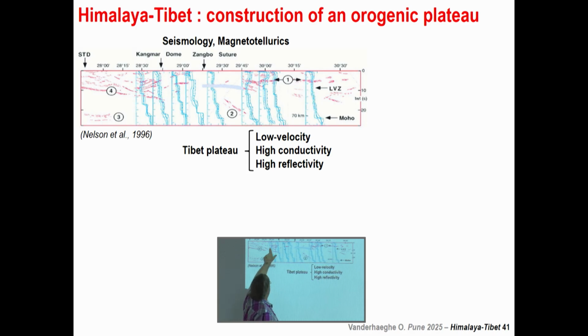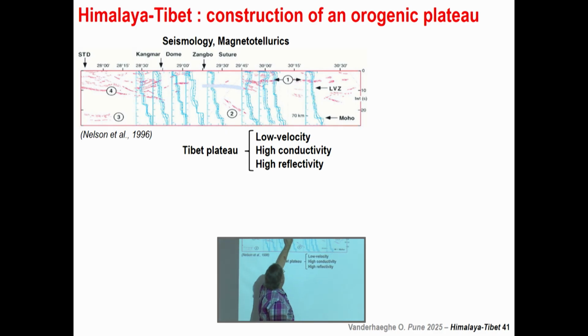There it's the other way around. Reflectors are concentrated at about 10 to 15 kilometers depth, this high reflectivity zone. And this high reflectivity zone matches with the zone here, in blue, from the seismic waves. So it's seismic refraction.